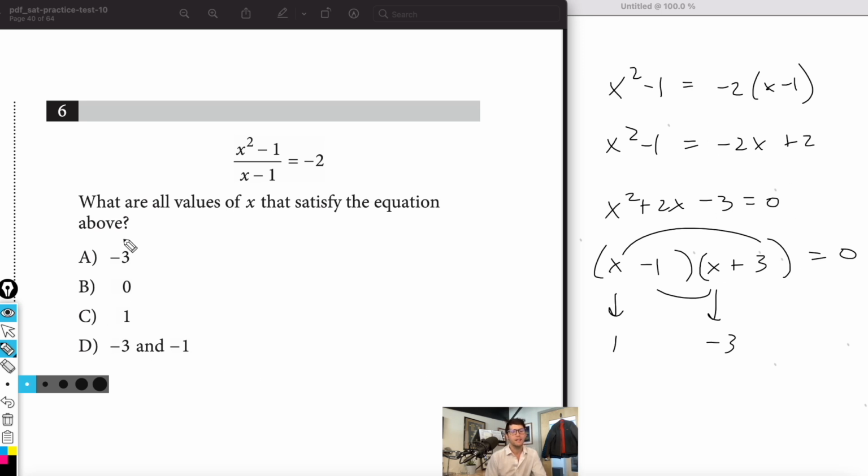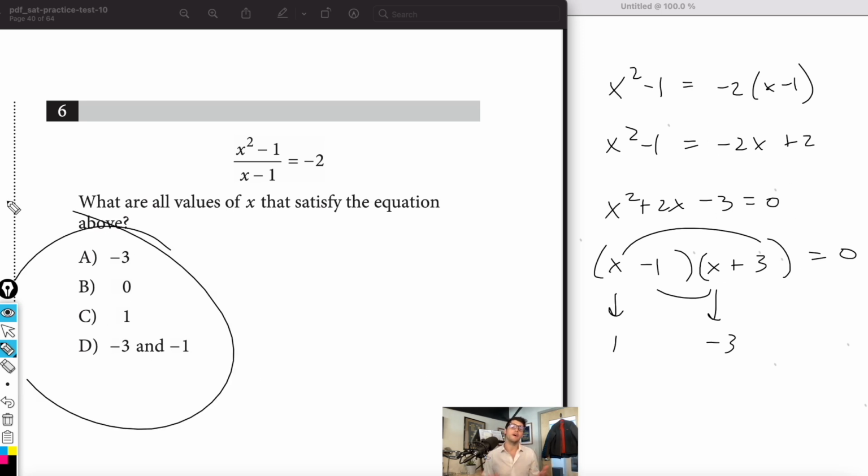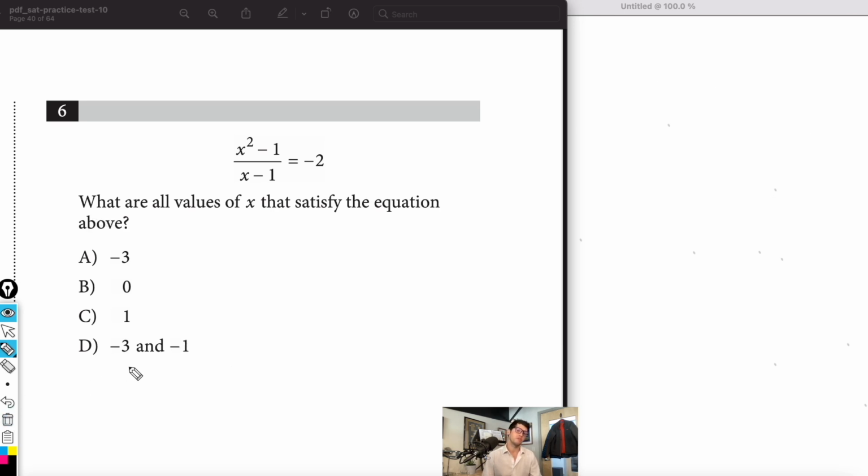So why do that? The answer choices are right there. All that work only got us to the point where we still have to try out negative 3 and positive 1. Right? So why do all that work? And a lot of people are going to forget to do that work. So get in the mindset of using real values and using the answer choices to help you. So there's test 10, number 6.